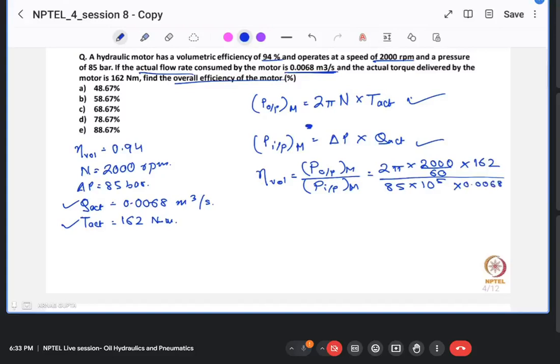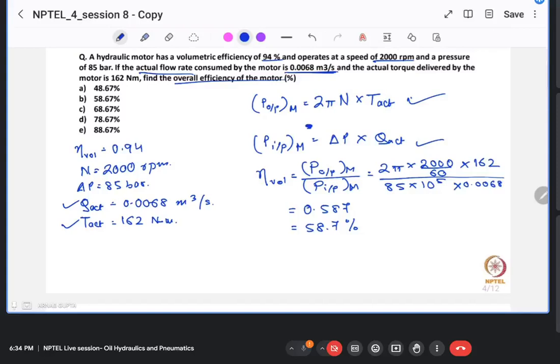Get 2 pi multiplied by 2000 divided by 60, multiplied by 162, divided by 85 times 10 power 5. So I'm getting around 58.7. So this will give me 0.587, which is also written as 58.7 percent.